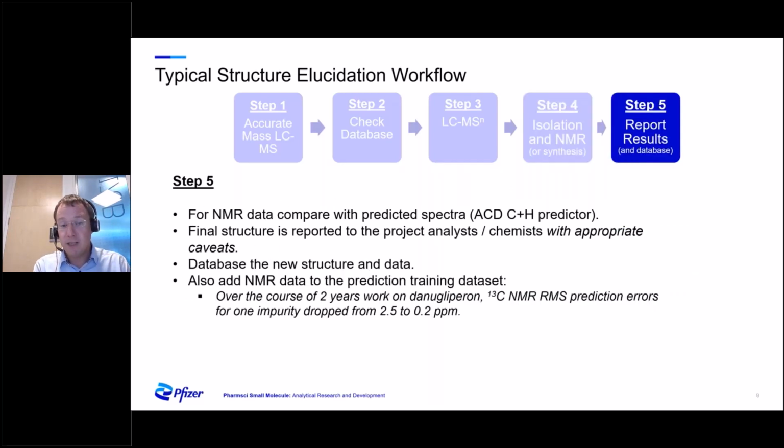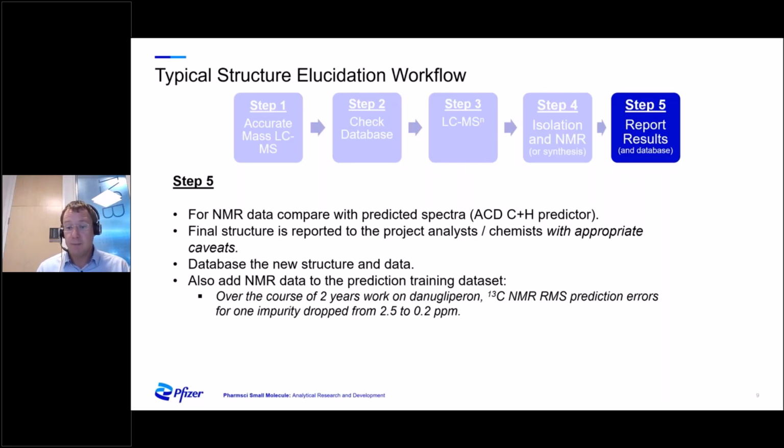So having assigned the spectrum and hopefully worked out what the impurity is, we then will compare the measured carbon-13 chemical shifts of the impurity with those predicted using ACD's CNMR predictor module. We do this as an essential sanity check and a nice unbiased check to make sure that we're not making unfounded assumptions about our structure, completely barking up the wrong tree, or we've not just made some sort of daft human error mistake. And once we've checked it against the predictions, the final structure is then reported to the project analysts or chemists with any appropriate caveats.